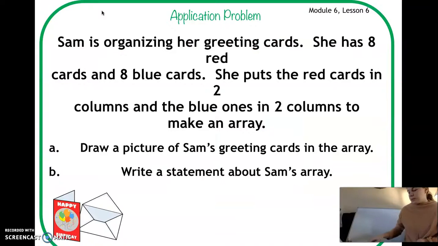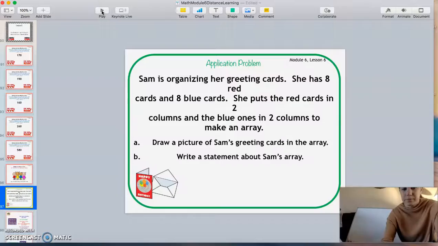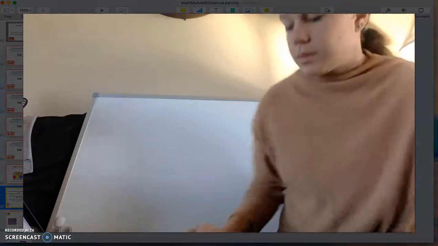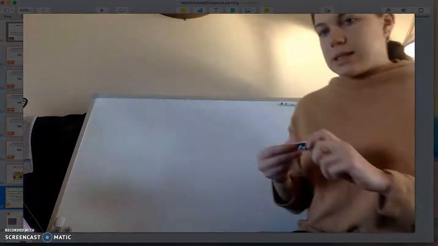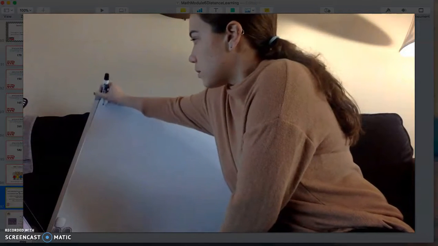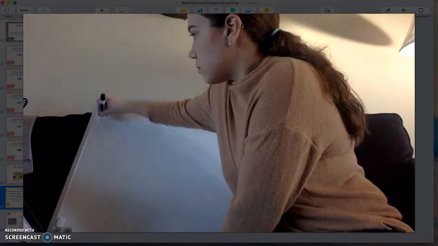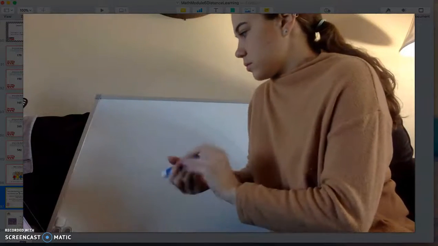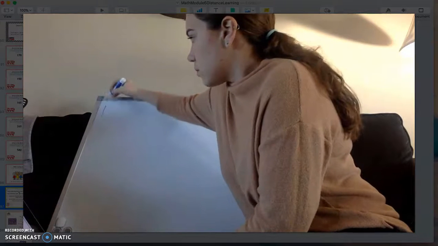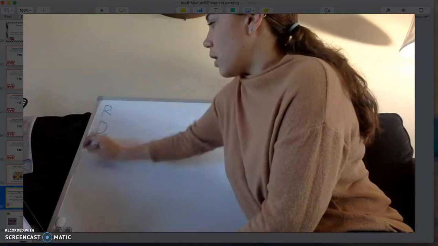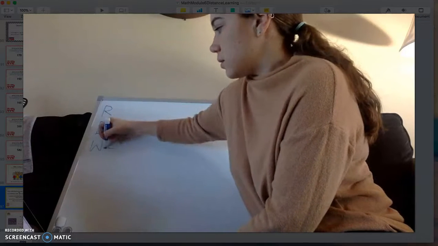Here is our application problem. I'm going to zoom out so you can see me and the board. Remember, our first step when we get an application problem is, this marker is not going to work, read, draw, write, checklist.